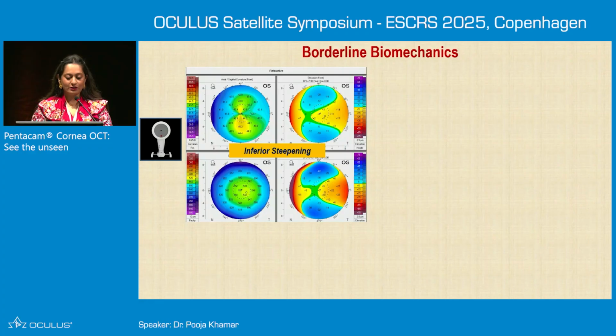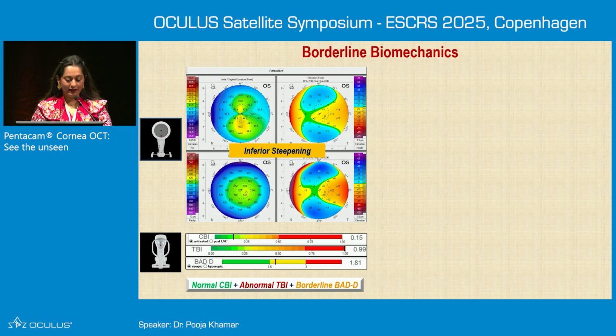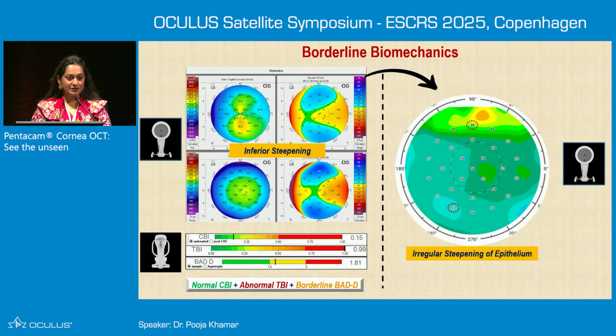So this is a case. You can see there's a little amount of inferior steepening, but if you look at the biomechanics, the CBI is absolutely normal. TBI and BAD-D are, of course, suspicious. The TBI is abnormal, but the biomechanics is absolutely normal with a corneal thickness of 530. Now, are we looking at a case which is absolutely normal? Or why is the biomechanics normal, why is the thickness normal, but there's still inferior steepening present?